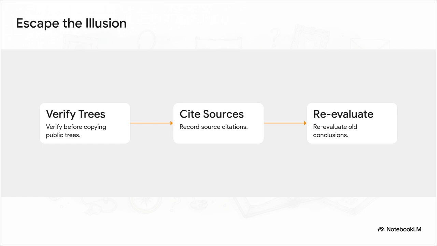Step 2, record your source citations. Adding facts without noting where you actually got them makes it literally impossible to double-check your credibility later on. And step 3, reevaluate old conclusions. Never treat your early research as untouchable dogma. New digital collections are coming out every single day, so we have to constantly retest those old assumptions.